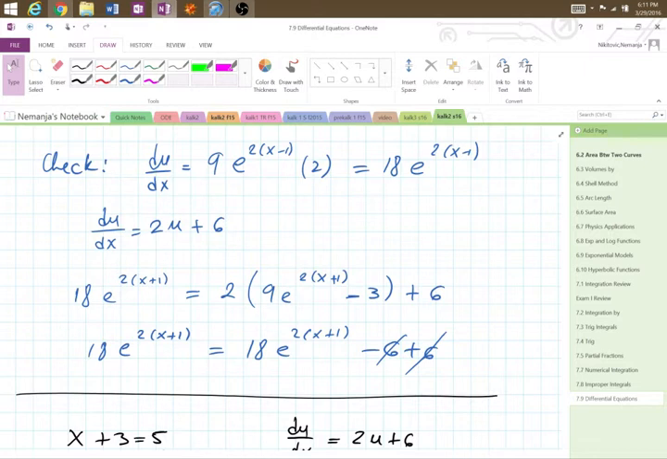And hopefully when you take a differential equations class, you will be checking every problem, and then you would know what they are. Yes?